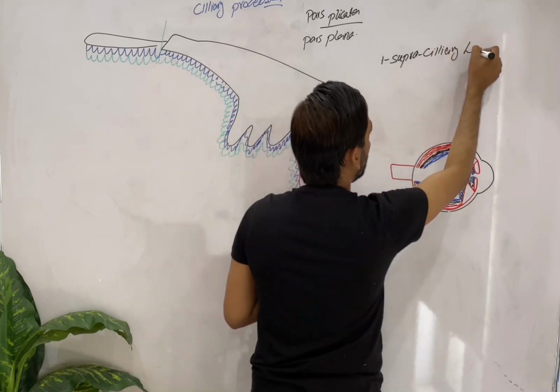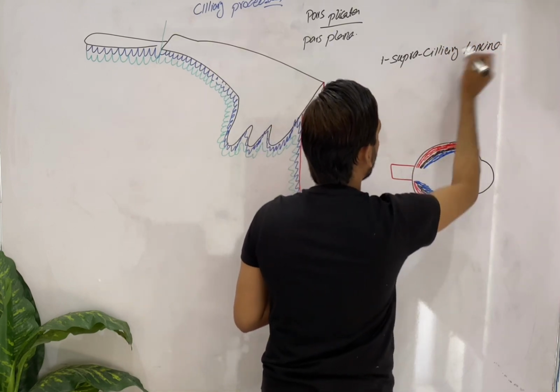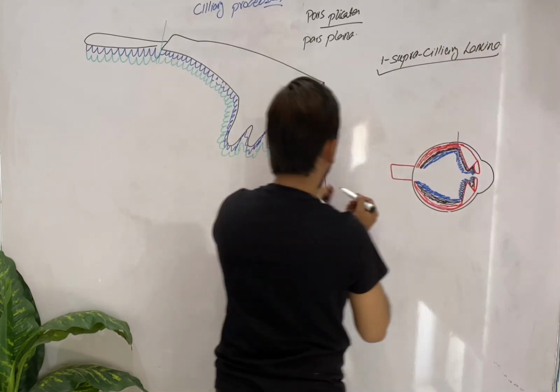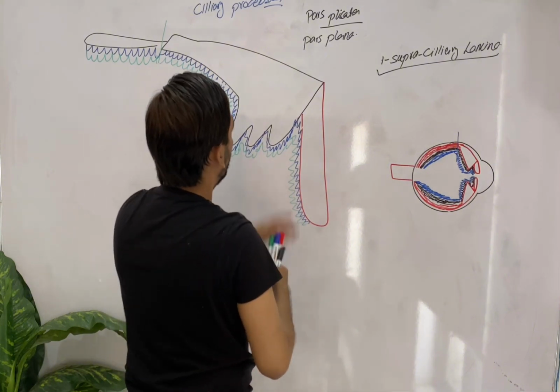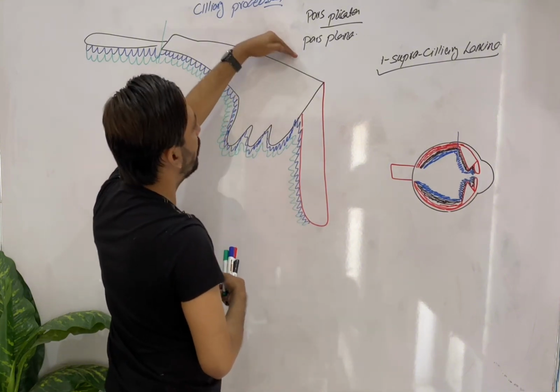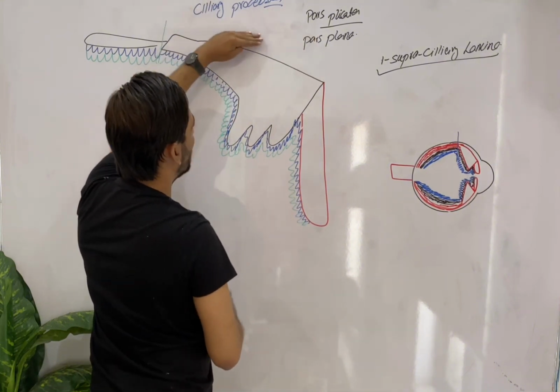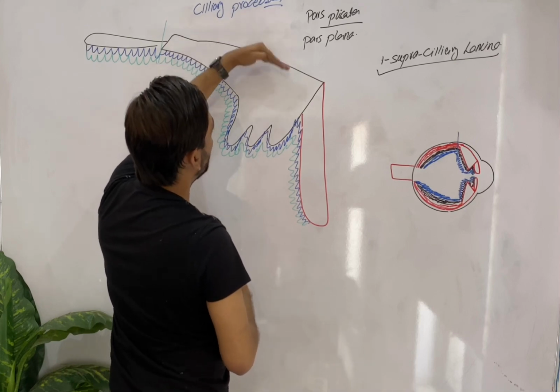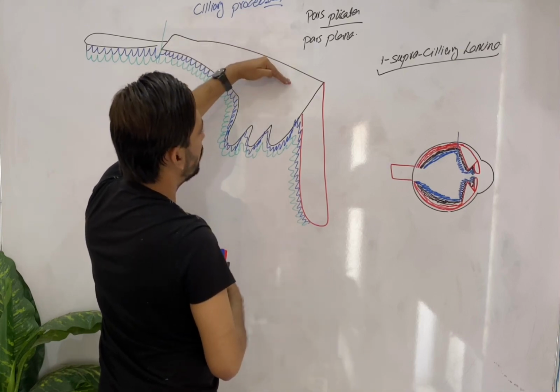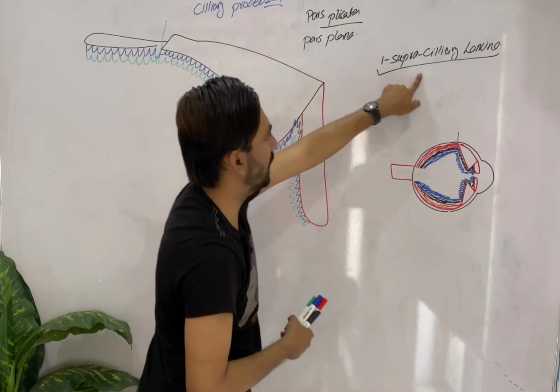supraciliary lamina. This is the first layer of the ciliary body, right? You know very well that above the ciliary body there is a tough membrane called the sclera, and beneath the sclera the first structure of the ciliary body is the supraciliary lamina.